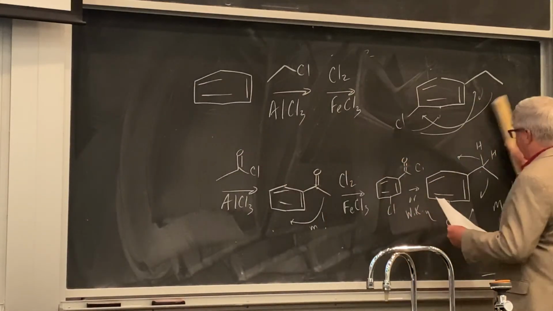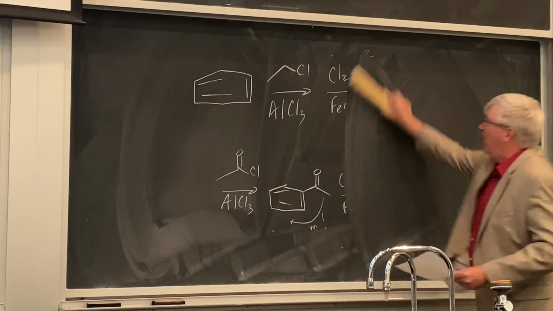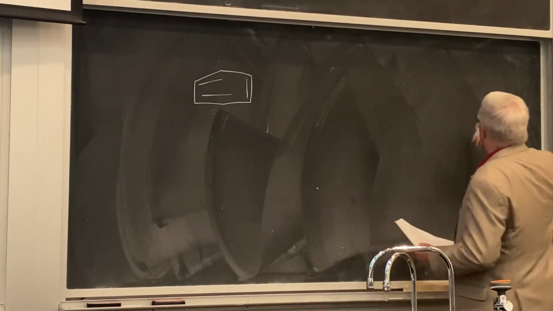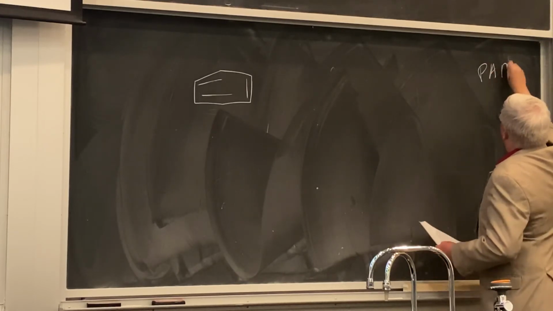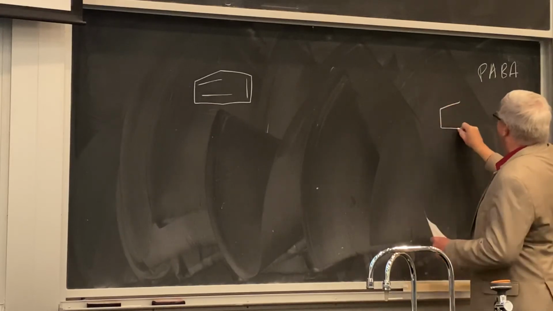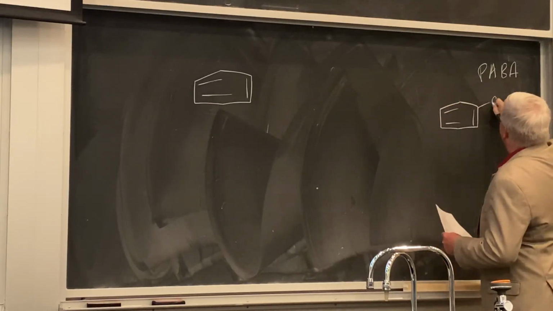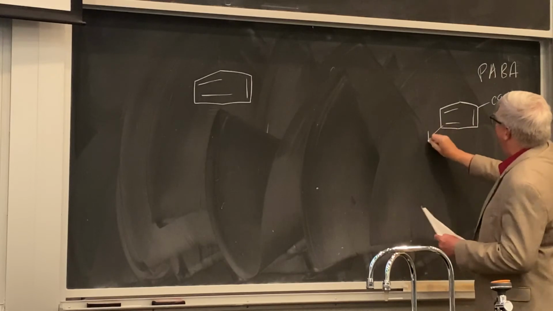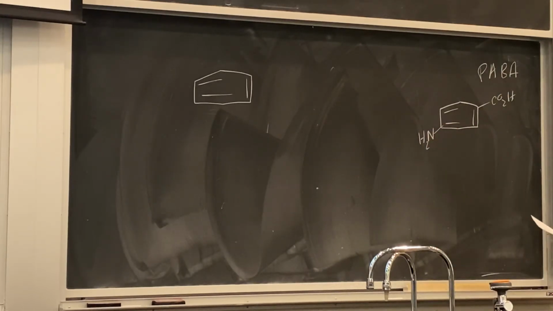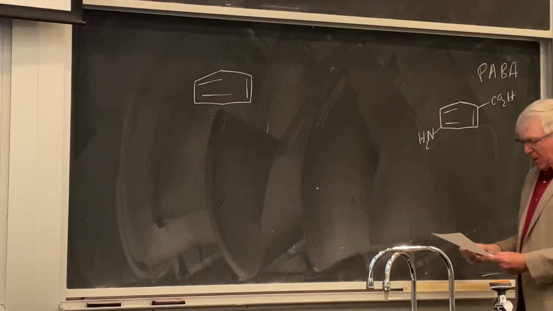Let's look at synthesis here of a molecule we've talked about already. And this is PABA, para-aminobenzoic acid. And what does it look like? It's got a carboxylic acid here and an amino group, an aniline group. Now, how can we make that from benzene? Do you know all the steps? And have we covered that? Let's see. What do we need to do to form PABA?